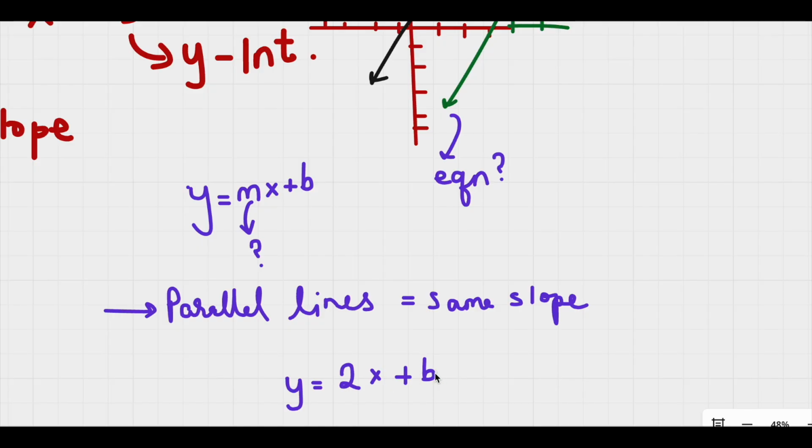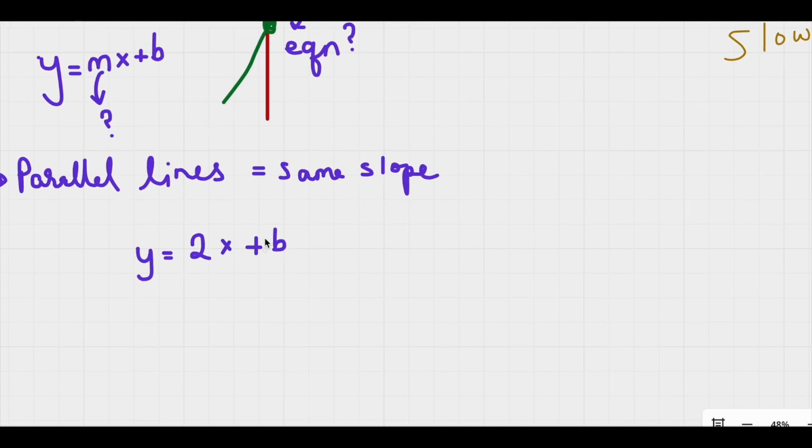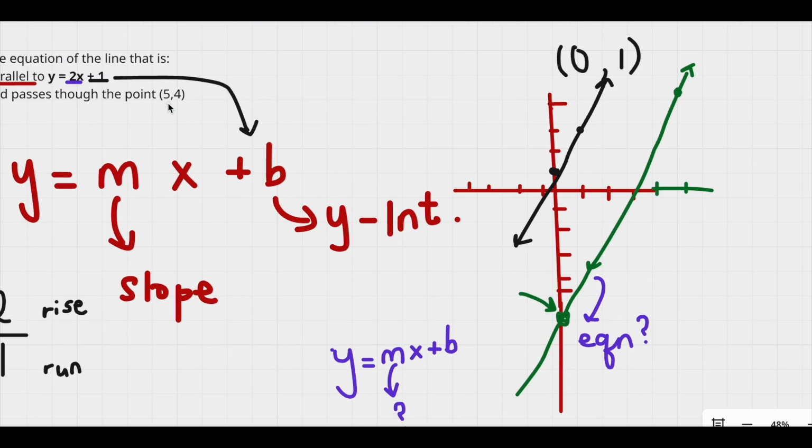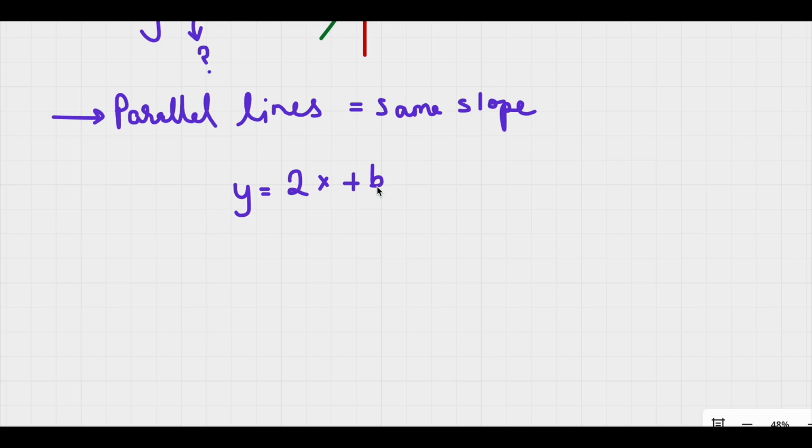Now you have to figure out the y-intercept, which is the b. If we keep extending the green line, it passes somewhere here on the y-axis, and you need to find that number. The way you can do this is through the point that they gave you, 5, 4, which is an x, y point. X is 5, y is 4. As long as we know a point, we can plug it in and work backwards to solve for b.